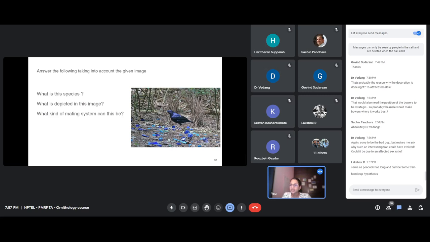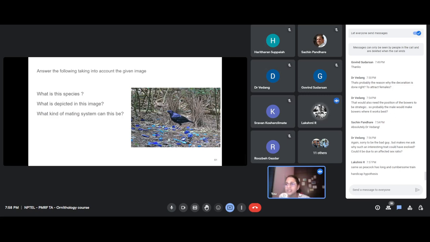Vedang asks why such an interesting trait could have evolved. Could it be due to an affected sex ratio? Yeah, so this handicap principle is of great debate, so we can probably leave that. I think we are almost three minutes over time, but this handicap principle is being debated greatly by both parties. Apparently it's invalid, or apparently it is valid, but so many things have been based on Zahavi's handicap principle. I don't know if you have paper discussions, but I can share a paper. You can divide yourselves into two groups and have a debate on this, and I can moderate it.